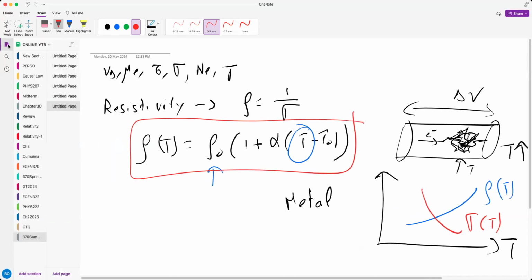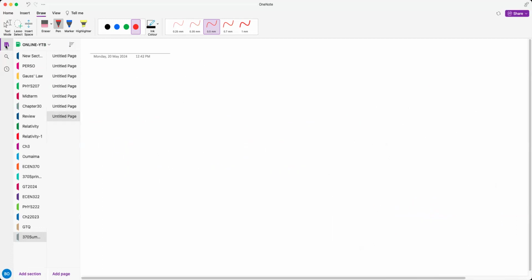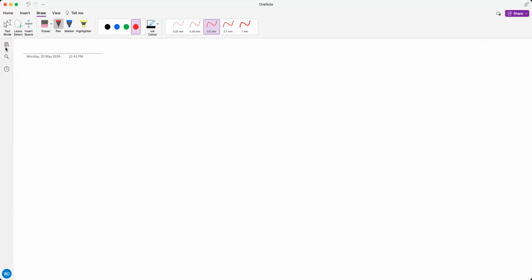Okay, so let's go to the next slide. Next part. We can also calculate some parameters using what we call hydrodynamic flow.